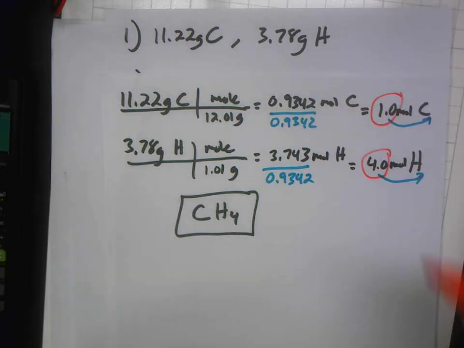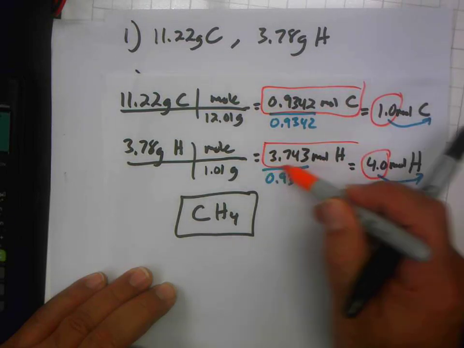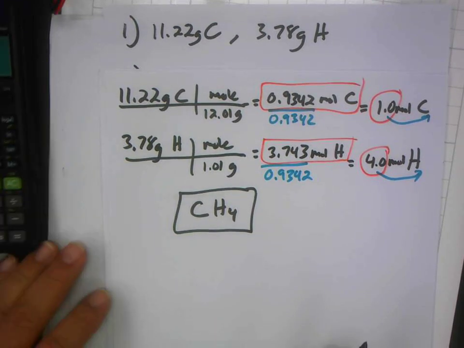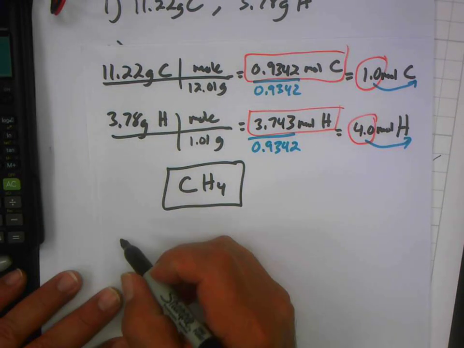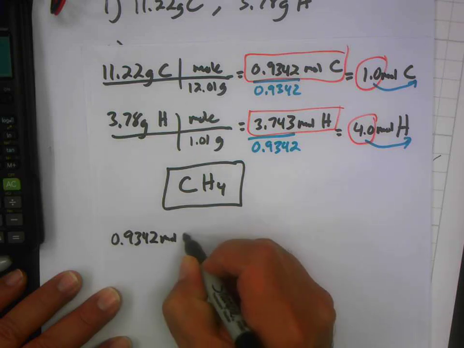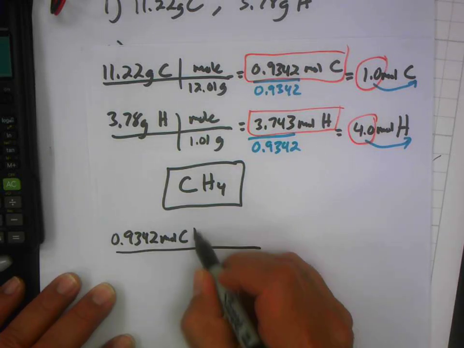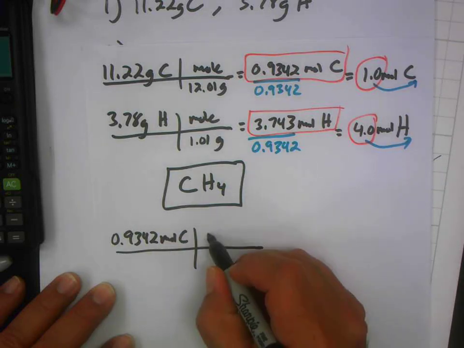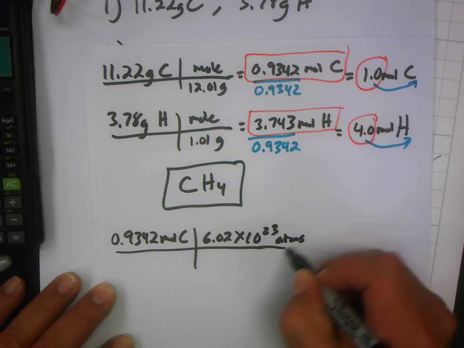So what I'm going to do right now is take the moles that we had calculated of carbon and the moles that we had calculated of hydrogen and turn those into atoms, so we can get the atom ratios between the two. Some people will feel better. I'm going to write down my 0.9342 moles of carbon, which is what I'd calculated after turning the grams to moles. And remember, to turn moles to atoms, we multiply by Avogadro's number, 6.02 times 10 to the 23rd atoms per mole.